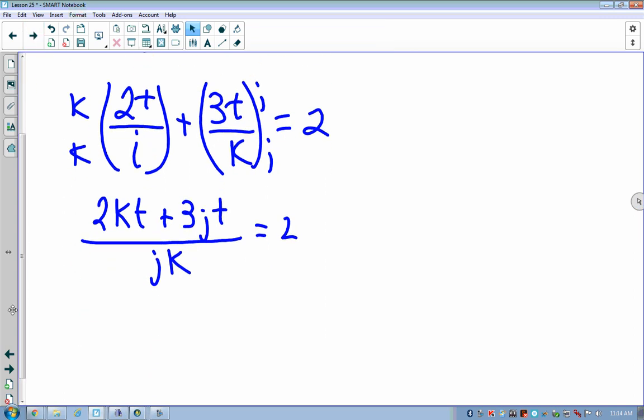Let's see. We're going to factor out, because we want to solve for t. We're going to put that t on the outside. Okay. To solve for t, now what do I need to do? Multiply by the reciprocal. So the reciprocal.